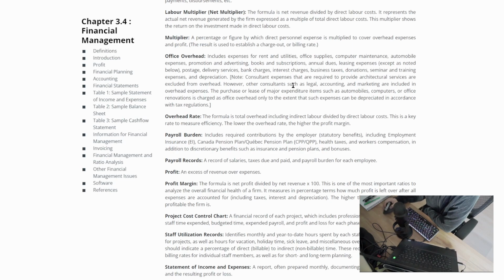Note, consultant expenses that are required to provide architectural services are excluded from overhead. However, other consultants such as legal, accounting, and marketing are included in overhead expenses. The purchase or lease of major expenditure items such as automobiles, computers, or office renovations is charged as office overhead only to the extent that such expenses can be depreciated in accordance with tax regulations.